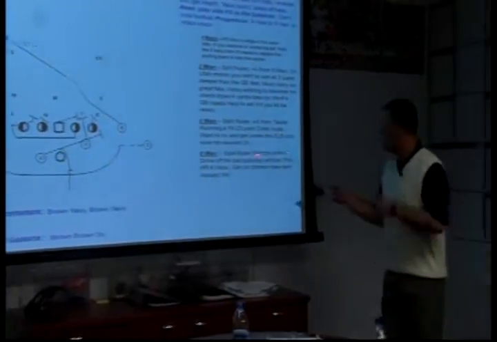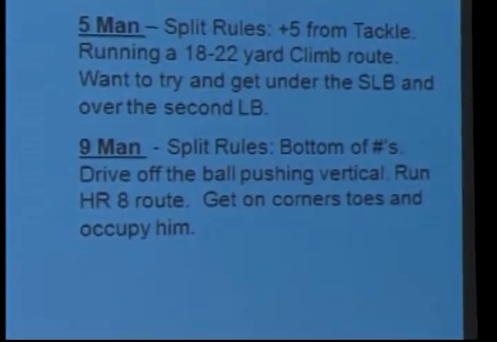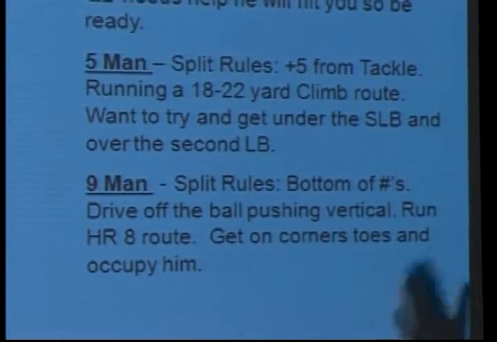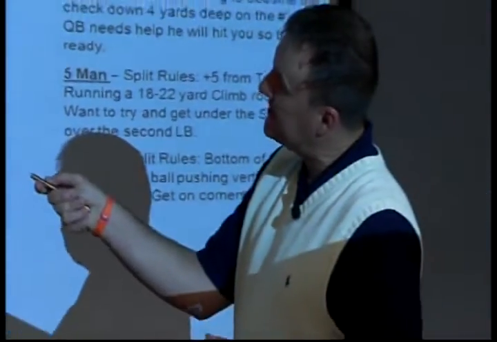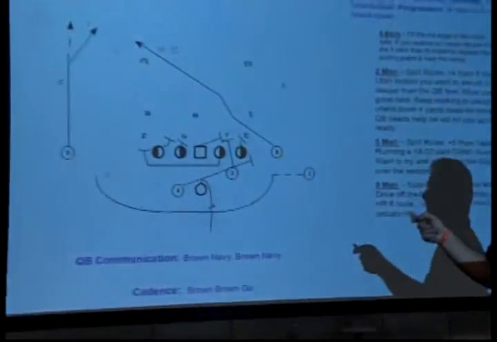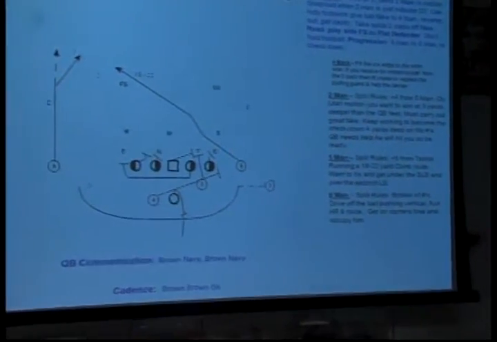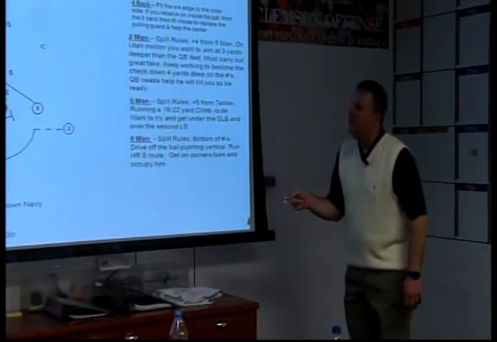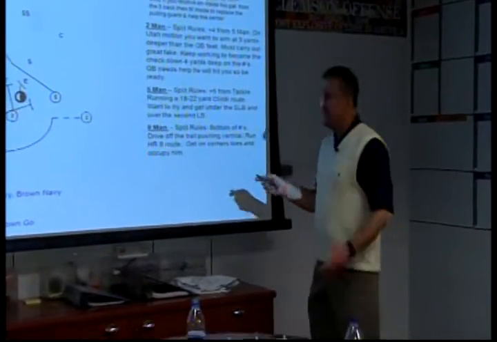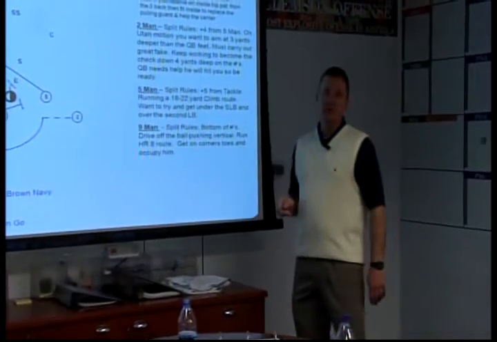Our 9-man split rules, he's at the bottom of the numbers. He's driving off the ball hard, gaining leverage. If you get inside leverage, we're going to lean on him and push him and squeeze him, staying tight, and then making my break. The ball will be thrown 42 yards on the hash. We will throw you to the hash. Okay, you're running a home run route, home run post, a beat 'em post. It's an 8 route. Get on the corner's toes and occupy him. Get over the top of him.